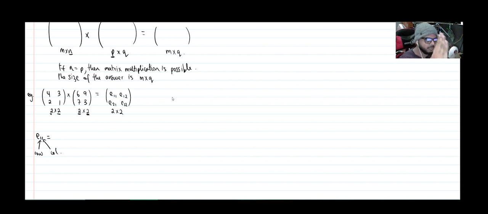The row in my first matrix is the first row because it's 1. So the first row is 4, 3. The column comes from my second matrix and that's the first column, 6, 7. When multiplying matrices like this, it's always first by first plus second by second. So it's my first by first plus my second by second. So it's 4 multiplied by 6 plus 3 multiplied by 7. This is 24 plus 21, which is 45.